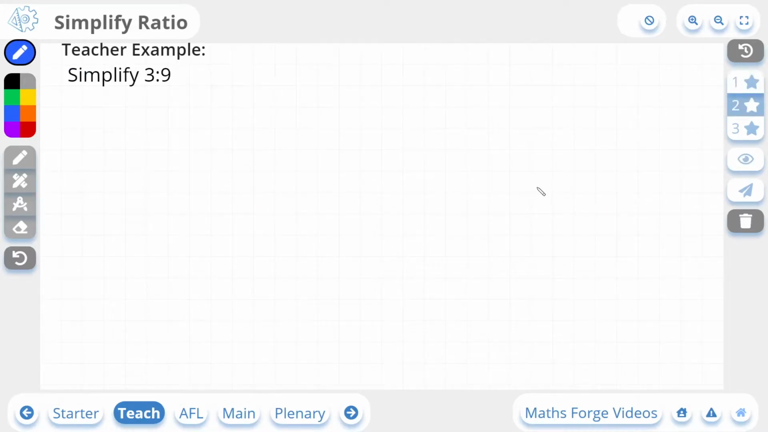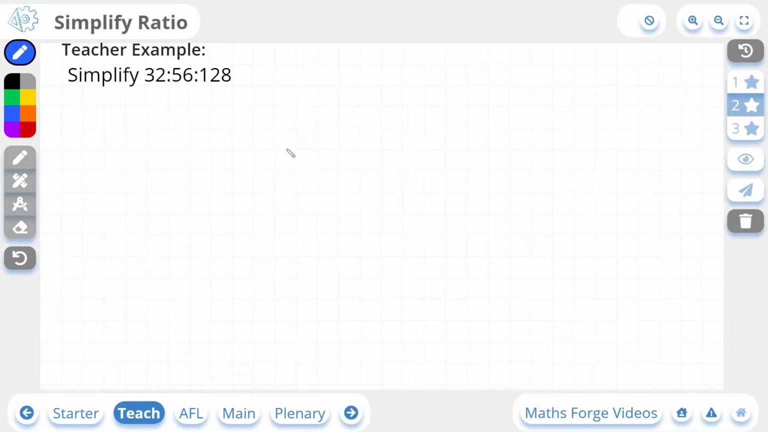Now let's do a 2-star example. Here they're asking us to simplify the ratio of 3 to 9. The way you simplify ratios is very similar to the way you simplify fractions. You have to think of a number that you can divide both sides of this ratio by in order to simplify it. In this case, I can see that the highest common factor in both of these numbers is 3. So if I divide both sides by 3, I end up with a simplified ratio of 1 to 3. And if we check our answer, there it is.